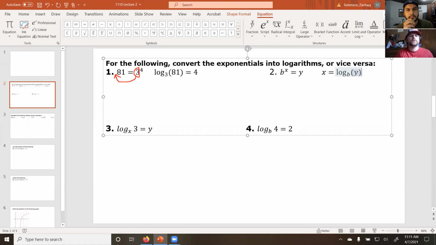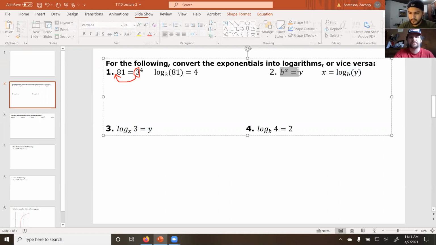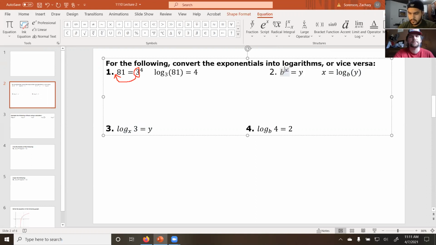Why are we doing these weird translations? It'll become a little bit more evident when we get deeper into logs. But for starters, we have to understand, we have to speak the language of how one is related to the other. And so sometimes I want to do the reverse. Sometimes it's nice to solve for x by getting the x in the power by itself.